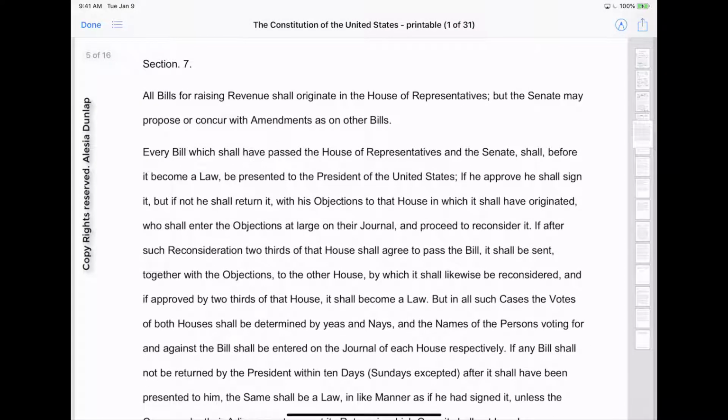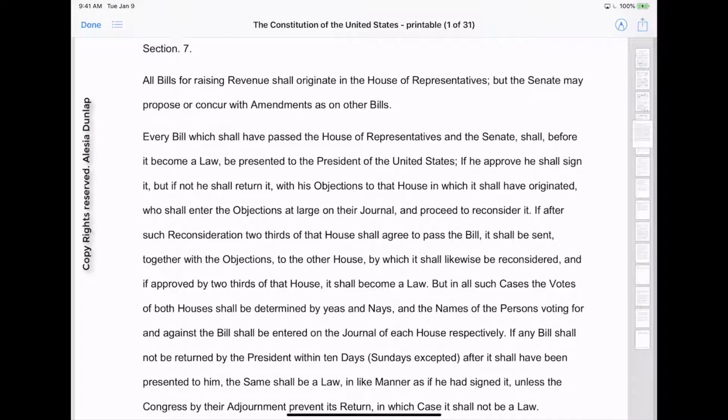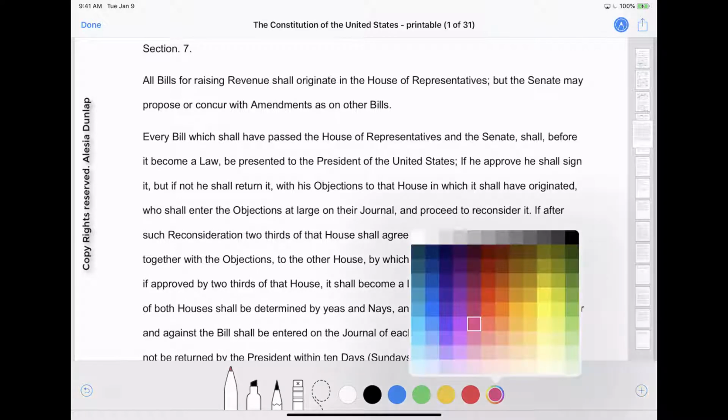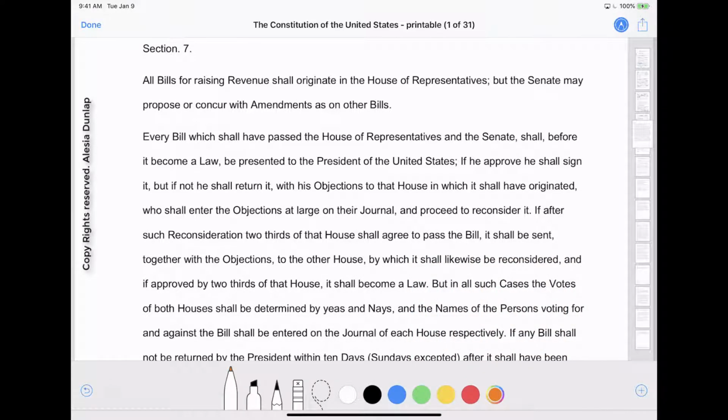Section 7. Let's get to that one. And Section 7, once again, using a different color. Switch it up a bit. Make it colorful. We're going to use orange this time. Section 7 talks about how Congress makes laws. So how a bill becomes a law.